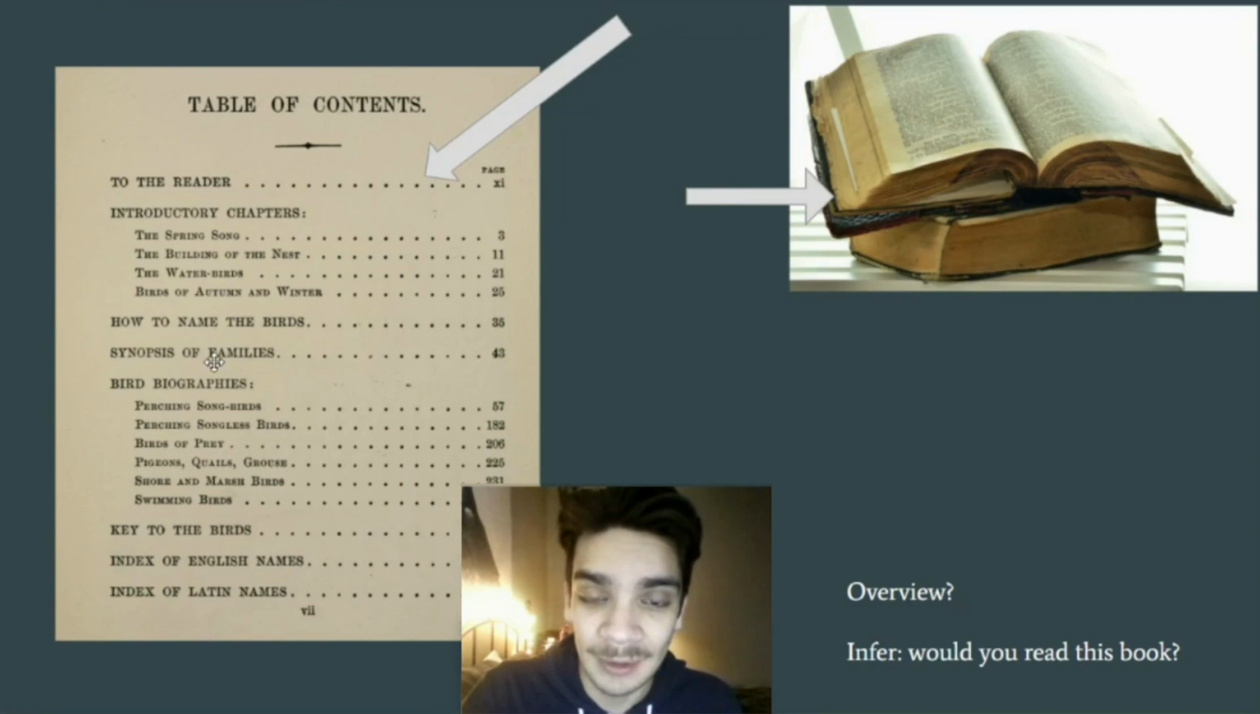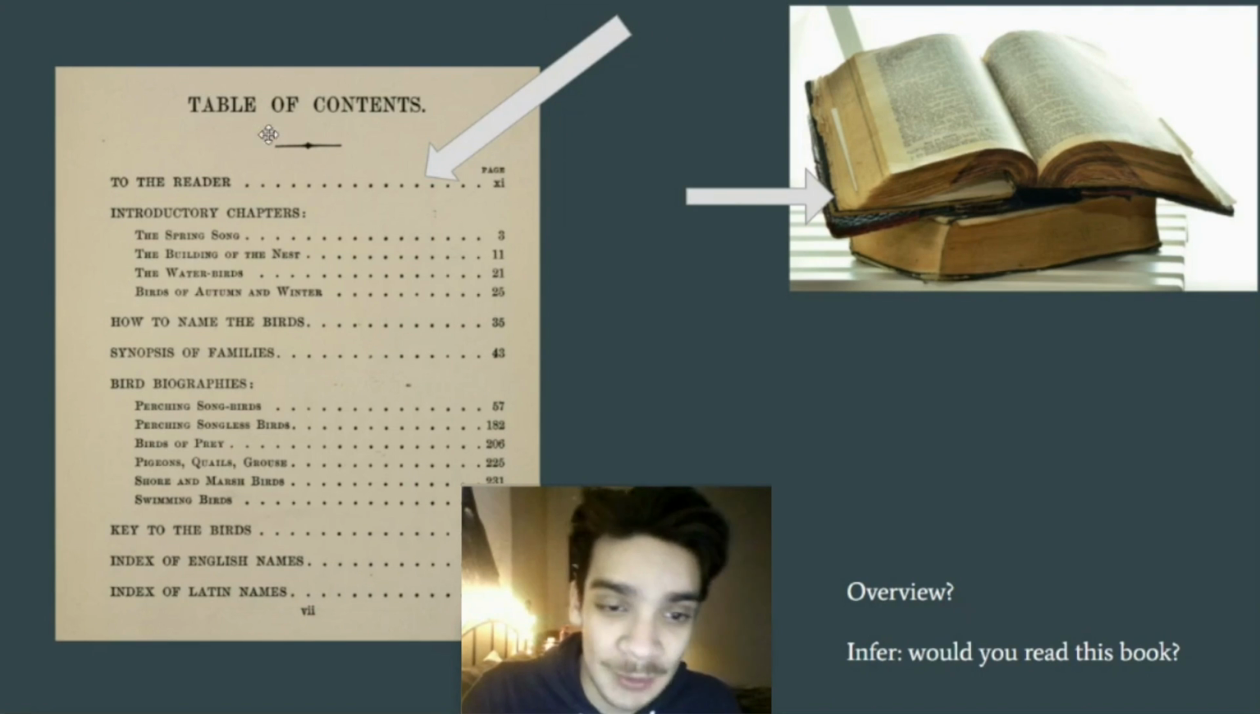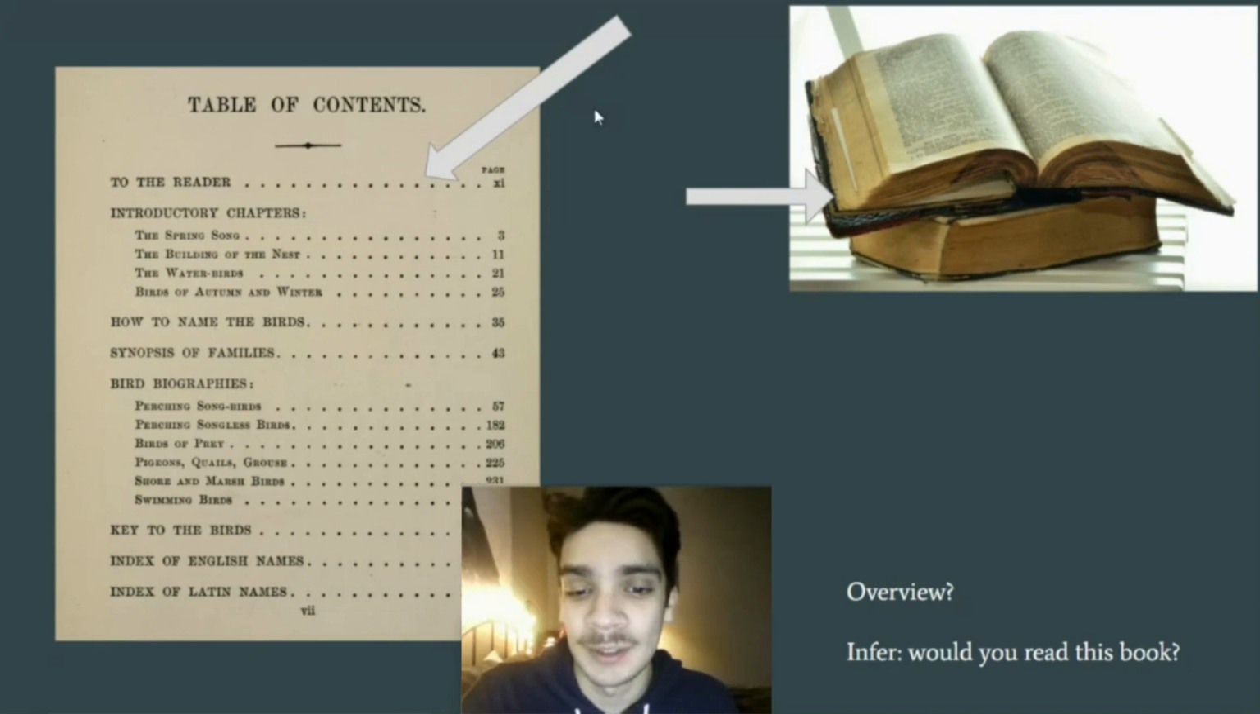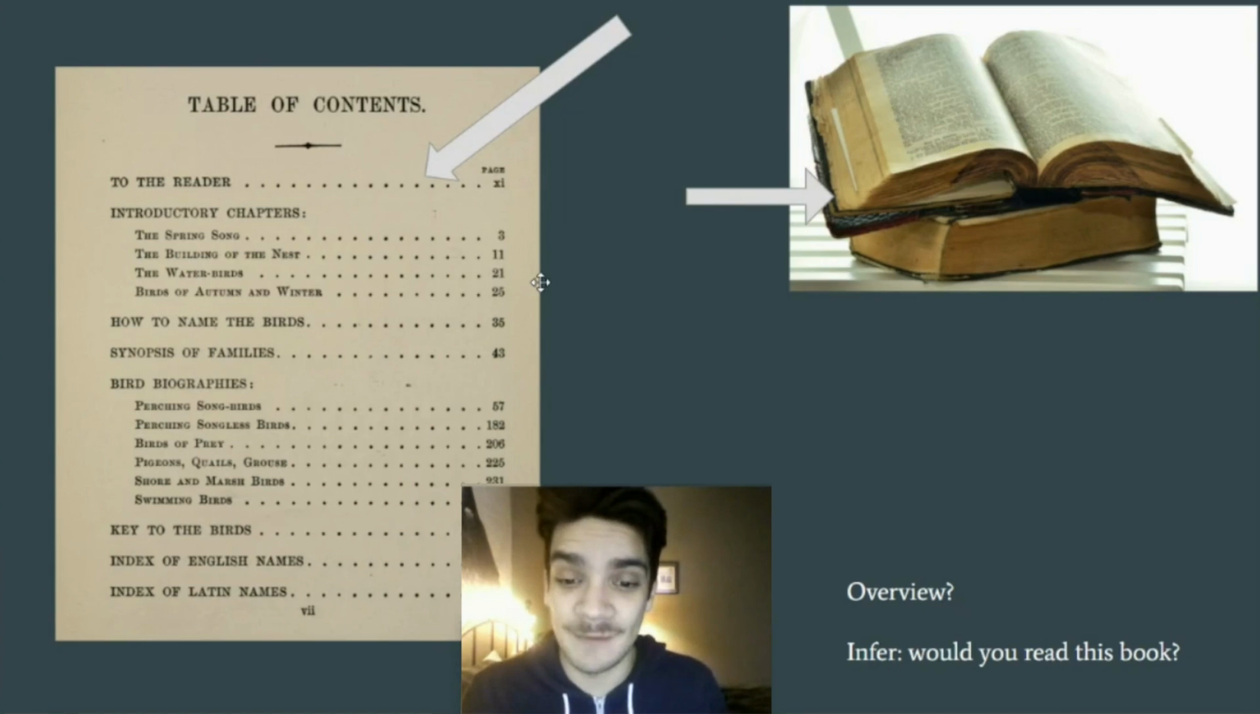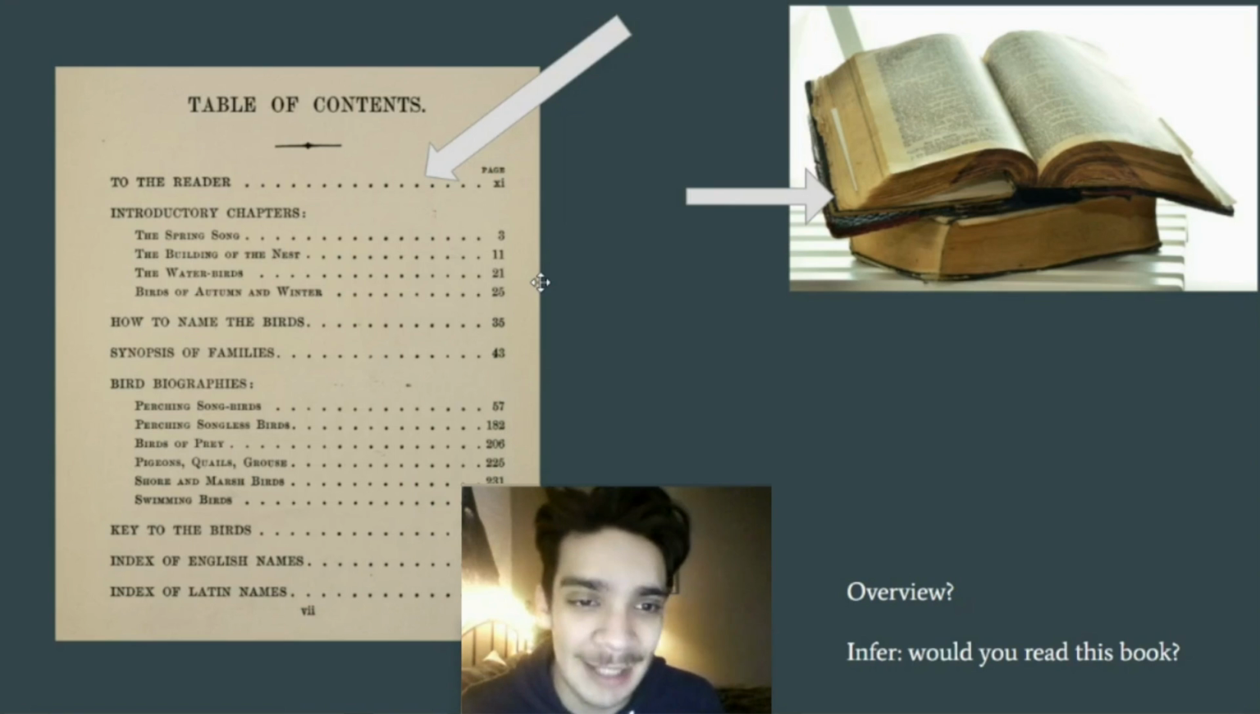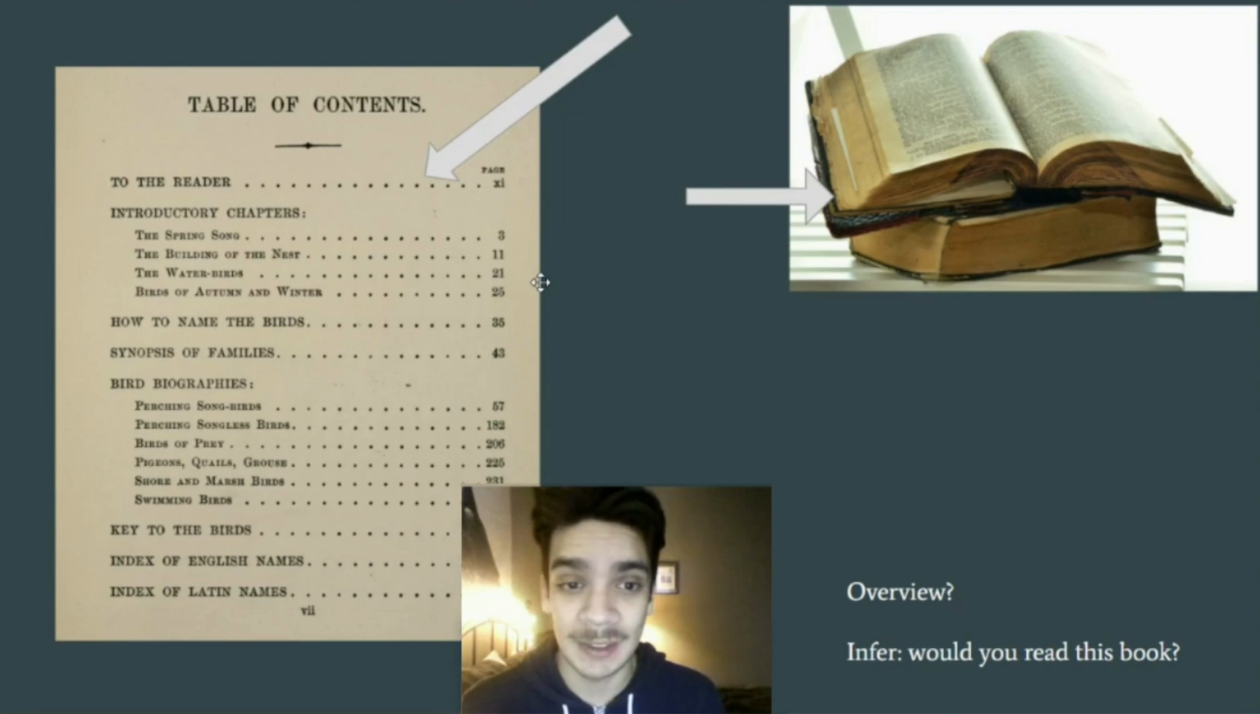So as an overview, remember, like we said, on one page, we're able to look at what on the left and where to find it in the book, what the book is going to be about, and where to find it. So based on this table of contents, we see an overview, and then we also get to make an inference. An inference is an educated guess that goes beyond what the text says.